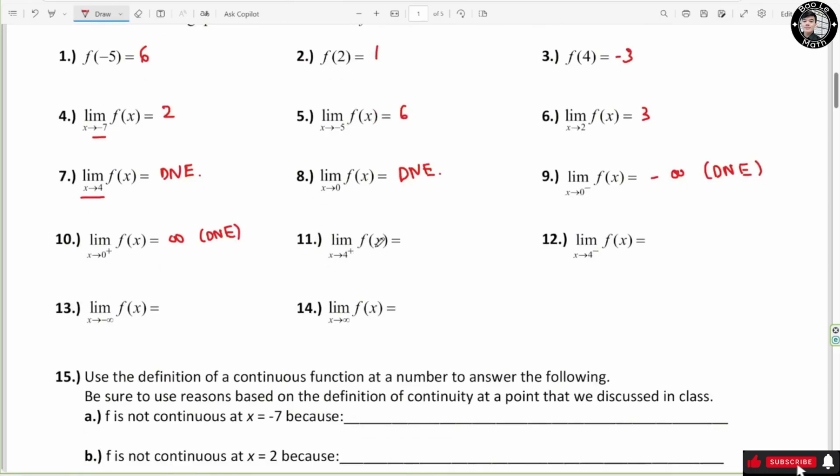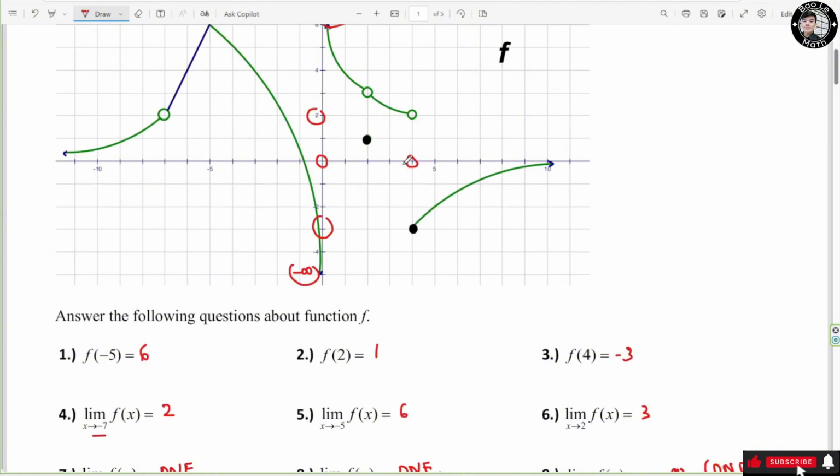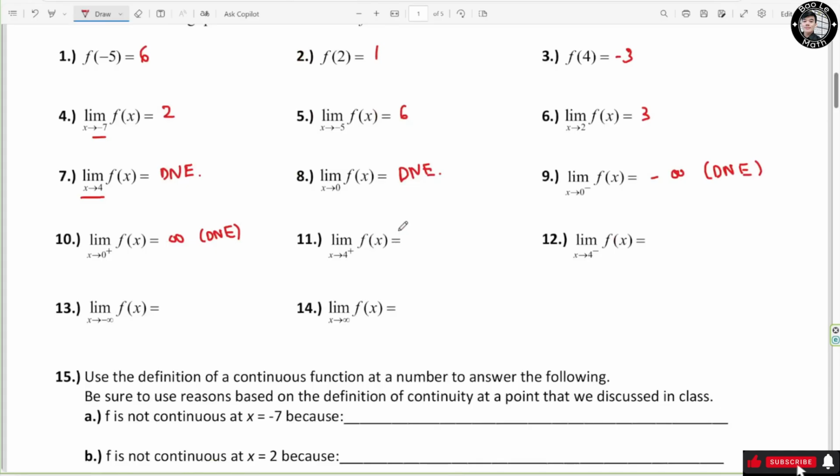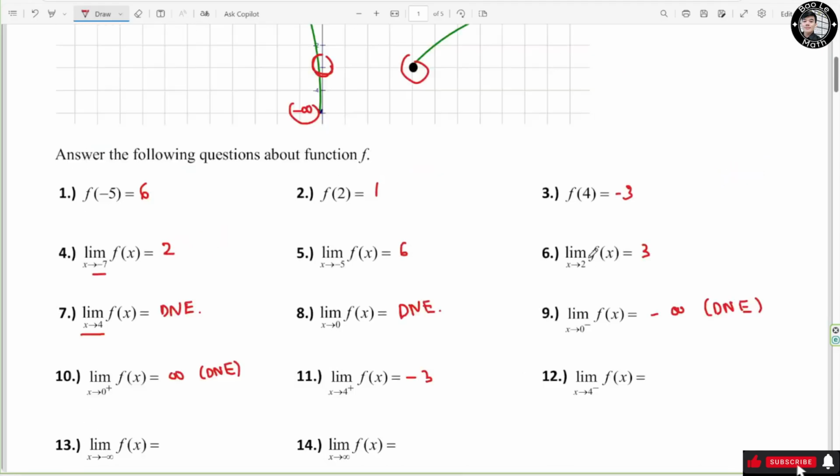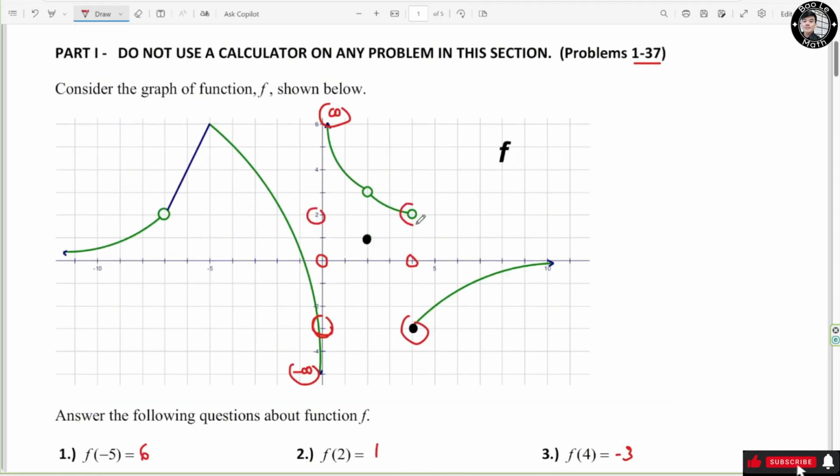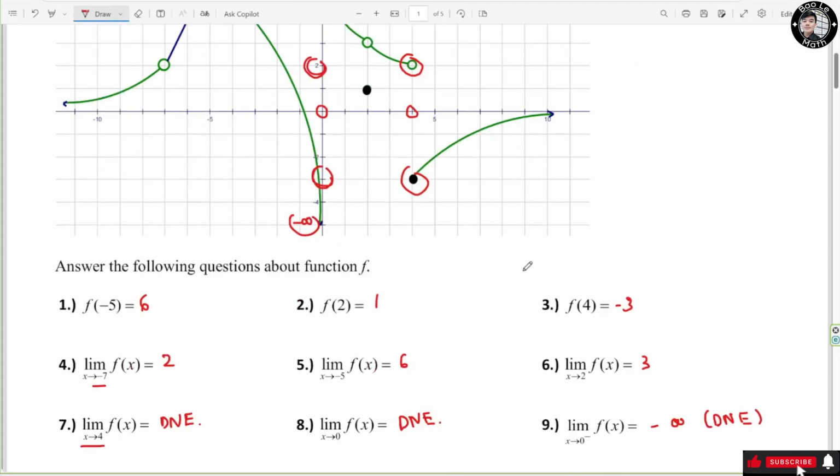Question 11, limit of f of s when s approaches 4 plus. 4 right here, 4 plus, it could be -3, right? Limit of the function f of s when s approaches 4 minus. 4 minus is right here. It could be 2.